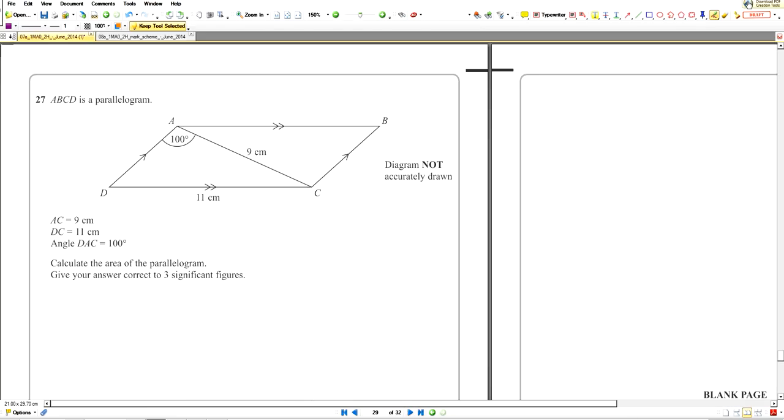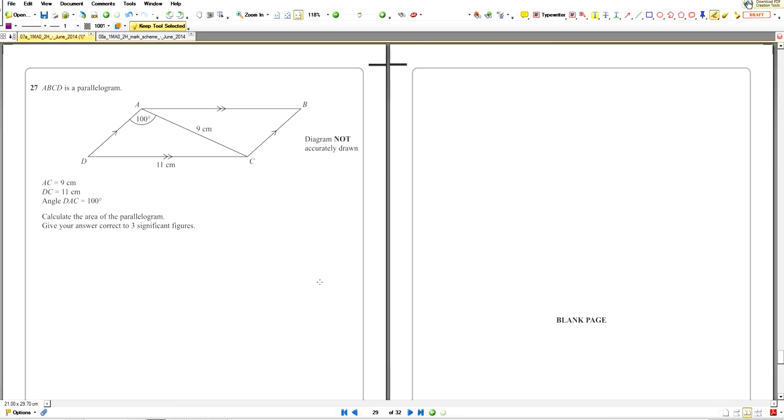Let's move on. Right, let's reduce the size. Okay, question number 27. ABCD is a parallelogram. So the parallelogram, we know that the parallel sides are equal. So for example, if you have 11 on the bottom, we also have 11 on top. There's 100 over here. That one will also be 100.